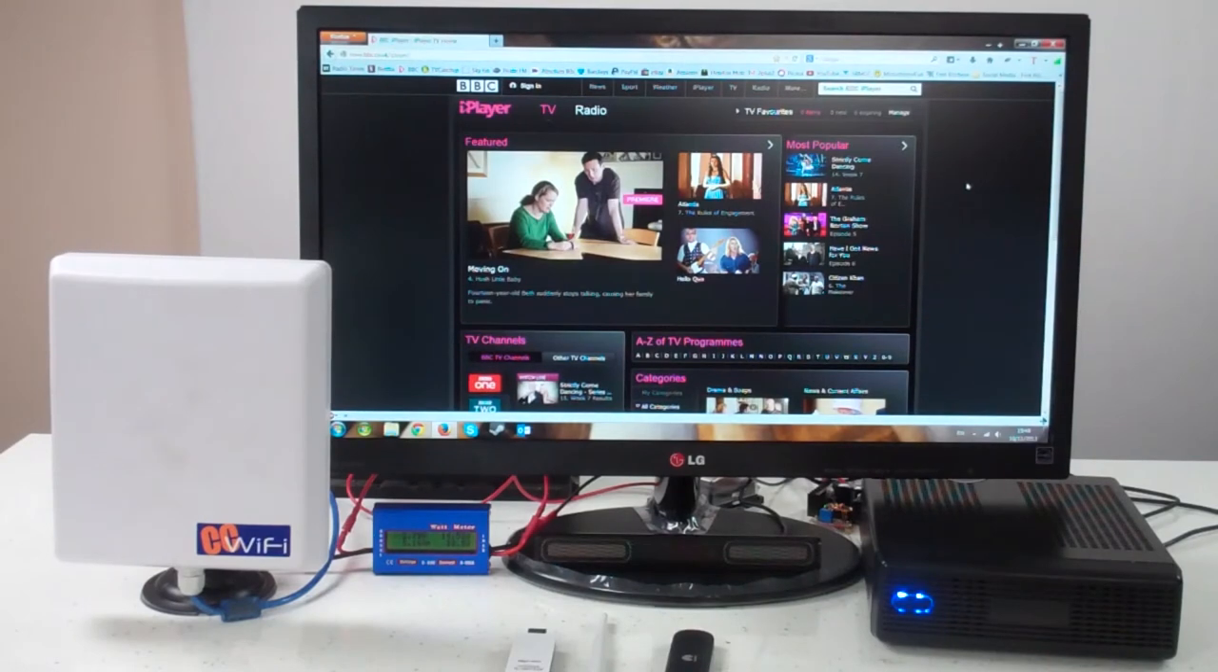Okay, at the moment the watt meter's showing about 2.7, 2.8 amps, 38 watts. So that's with everything running. That's obviously the monitor, the computer, the Wi-Fi adapter is powered off as well, and I've got a wireless keyboard, a wireless mouse, and the speaker plugged in.